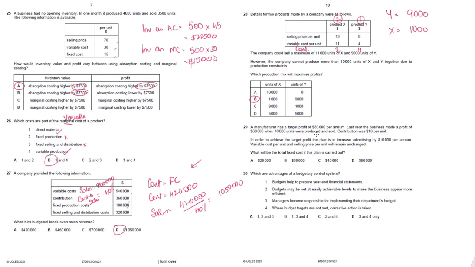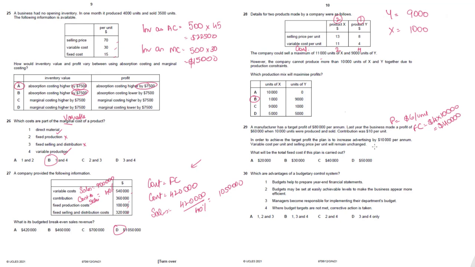29. A manufacturer has a target profit of 80,000 per annum. Last year, the business made a profit of 60,000 when 10,000 units were produced and sold. Contribution was $10 per unit. Okay, what can we calculate from this given information? When 10,000 units were produced, profit was 60,000, which means profit was $6 per unit. Contribution is $10 per unit. In other words, the fixed cost is $4 per unit. But I'm not interested in per unit. I'm interested in total fixed cost, which is into 10,000 units. 40,000 is the total fixed cost of the business.